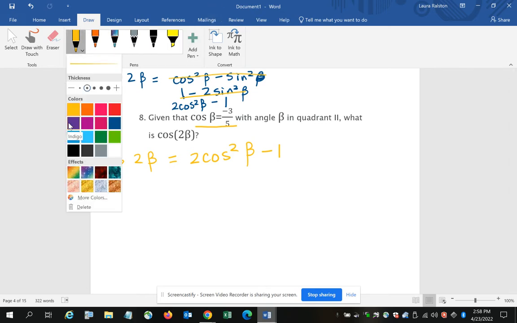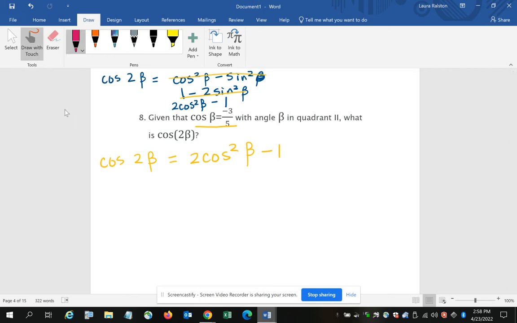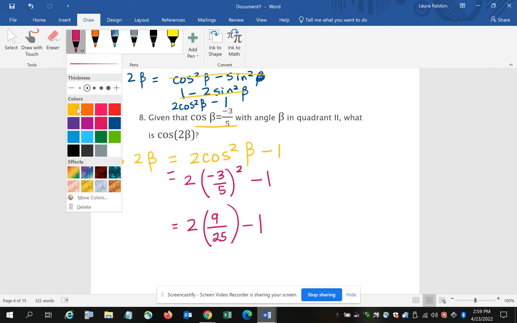Okay, so I have what I need, and it just becomes a matter of plugging into the formula. So I have 2 times cosine beta, which is negative 3/5. I'm going to have to square it and then subtract 1. So I have 2 times negative 3 squared is 9, 5 squared is 25, minus 1. Now you have that whole number hanging out front, so you have 2 over 1.